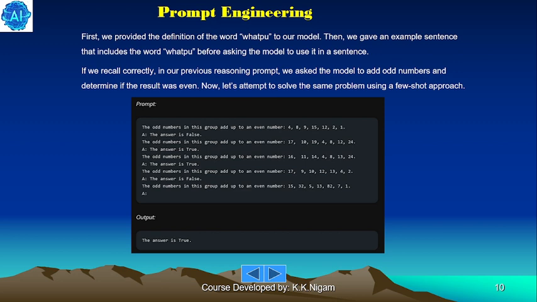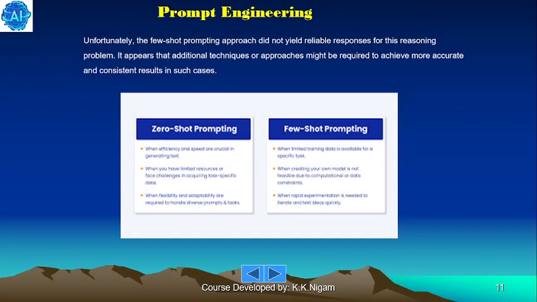If we recall correctly, in our previous reasoning prompt, we asked the model to add odd numbers and determine if the result was even. Now let's attempt to solve the same problem using the few-shot approach. So this is the example of the few-shot approach, and you can go through it and get a better understanding. Unfortunately, the few-shot prompting approach did not yield reliable responses for this reasoning problem. It appears that additional techniques or approaches might be required to achieve more accurate and consistent results in such cases. So, this is the comparison between zero-shot prompting and few-shot prompting.